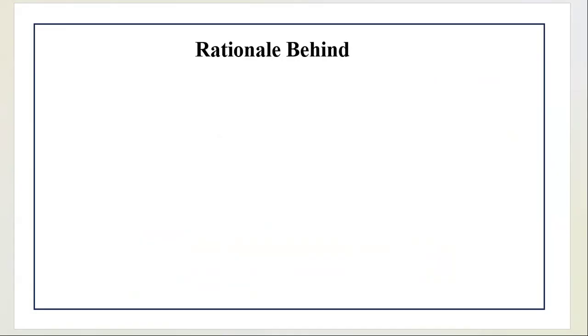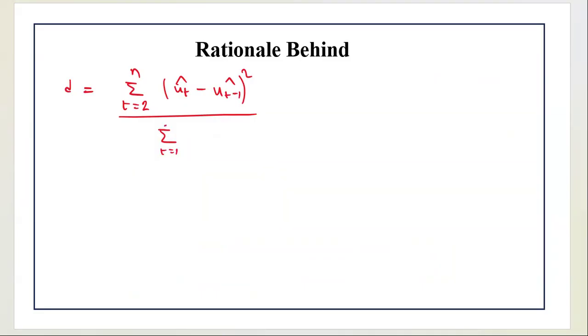Now the final thing is the rationale. Now I'll show you how to get the bound for the DW test statistic. So for that, we will start with the statistic itself. So what was the statistic? Statistic was summation t from 2 to n (ut cap minus ut minus 1 cap) whole square upon summation ut cap square, right? This was the statistic.